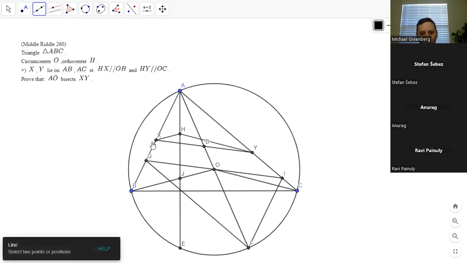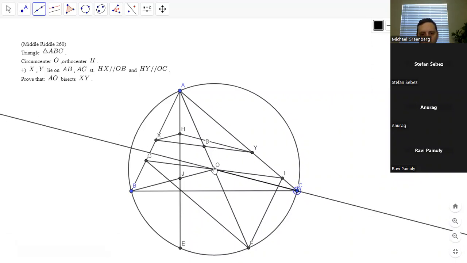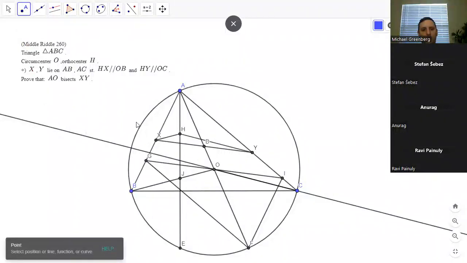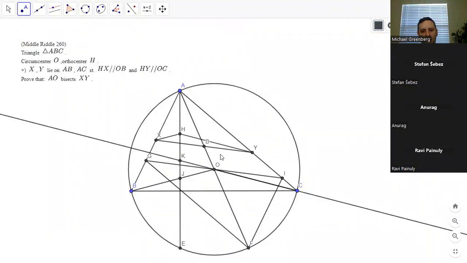It would work, but we should try a synthetic approach to it. Electric would definitely work, but we should try a synthetic approach, because in my opinion there would be an easier solution to this problem that way. Yeah, so what I was thinking is, I think OKJ is isosceles.